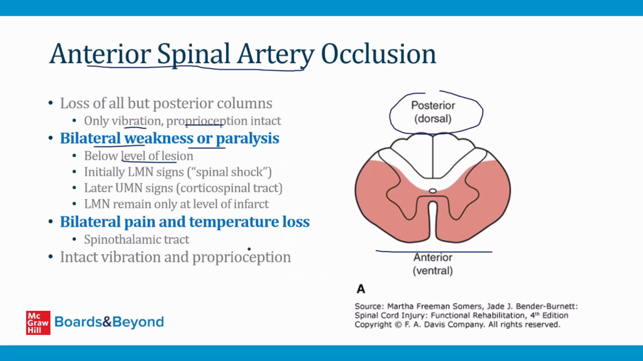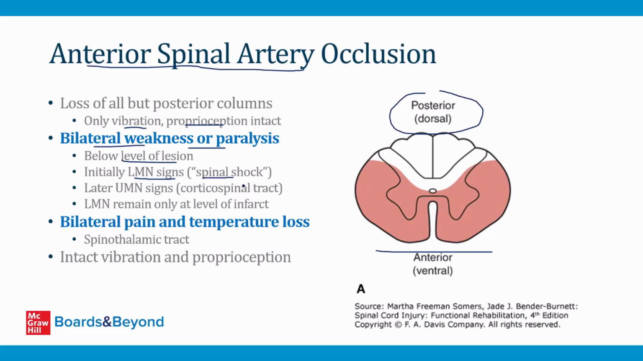Now, here's a tricky thing about this condition that you just have to be aware of. Initially, the paralysis will show lower motor neuron signs. This is a condition called spinal shock that happens when you initially deprive a region of the spinal cord of blood flow. You will get lower motor neuron damage in all the lower motor neurons at the level of the lesion and below. But this is only temporary. This is a shock thing that's going to resolve.